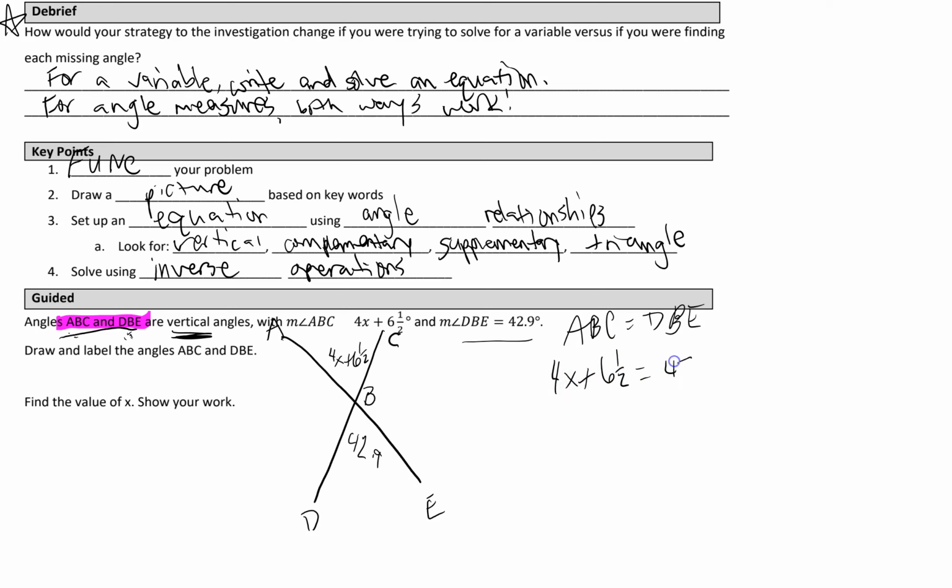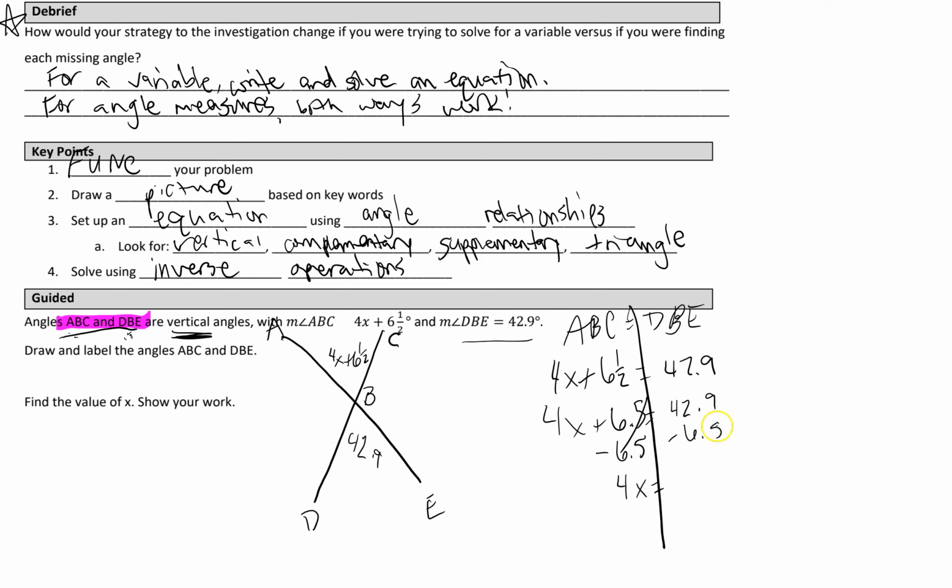DBE is 42.9. Okay, right away I see I have 6.5 as a fraction and 42.9 as a decimal. I prefer decimals, so I'm going to change this 6.5 into a decimal. A half I know is 0.5, so it's going to be 6.5. And now I'm ready to solve with my inverse operations. I see plus, so I'm going to subtract this 6.5. It's going to go away.